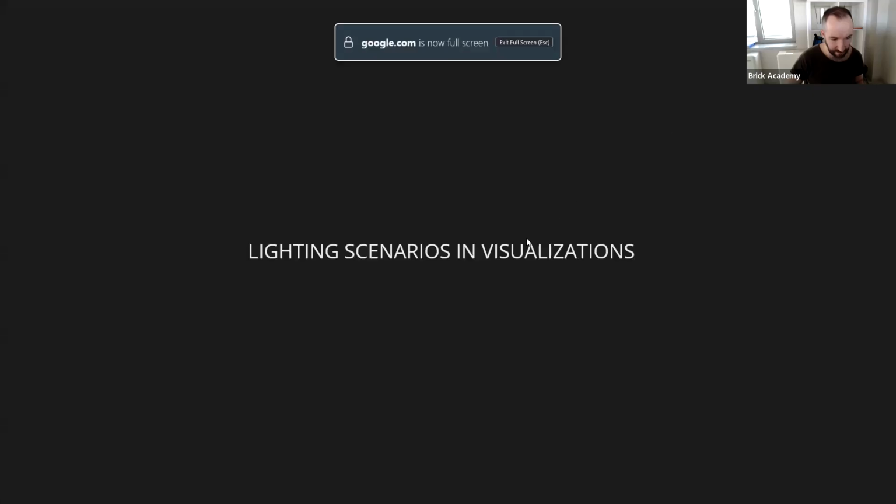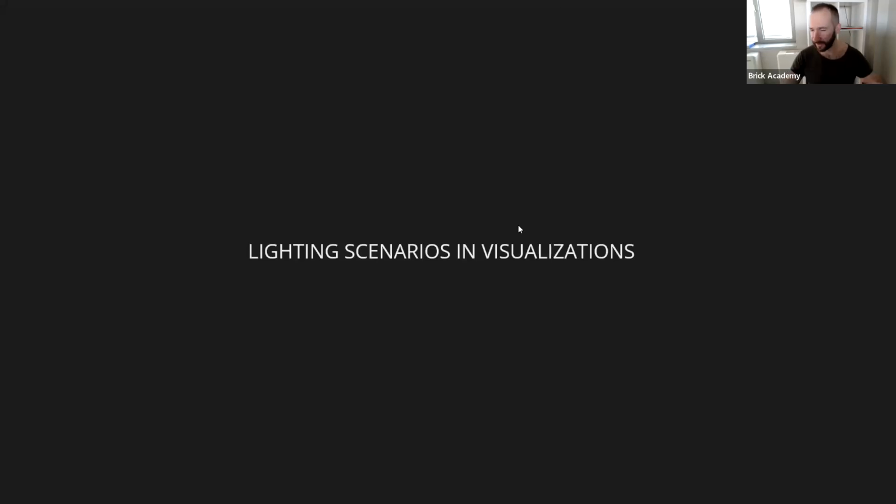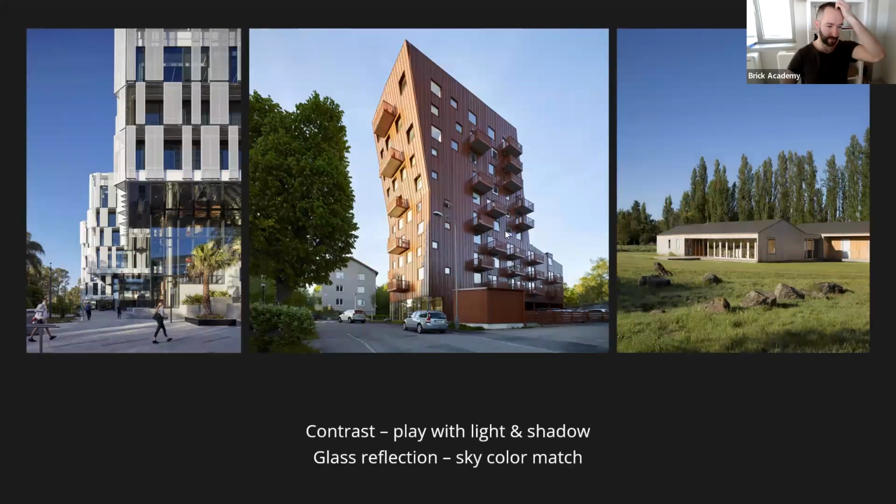Actually, yeah, lighting scenarios in visualization. I would like to run through these ones. Day: what is the important part of a day shot? If you check these photographs, the key elements here are definitely the contrast, so play with the light and shadow part. And maybe one other thing to mention: the glass reflection and the sky color should be matched. This is the most common issue in exteriors.